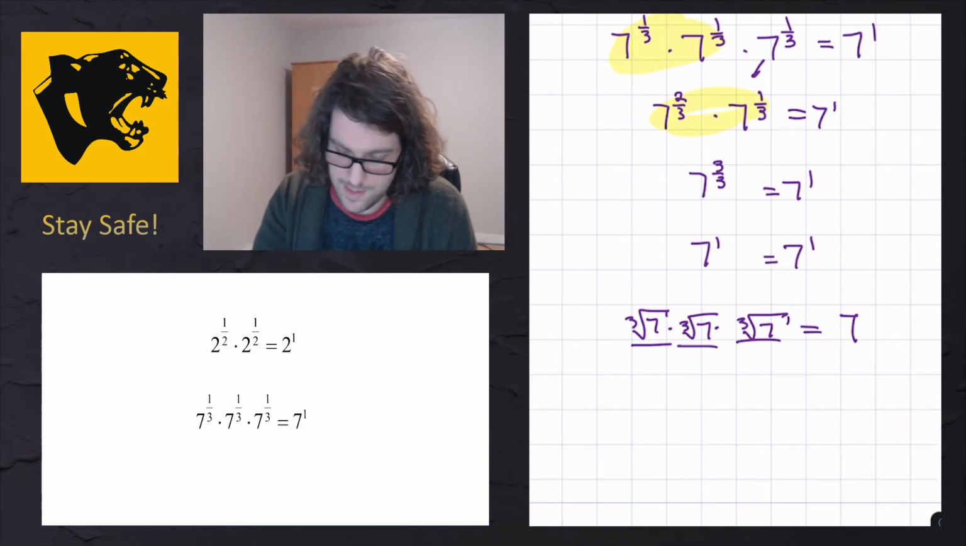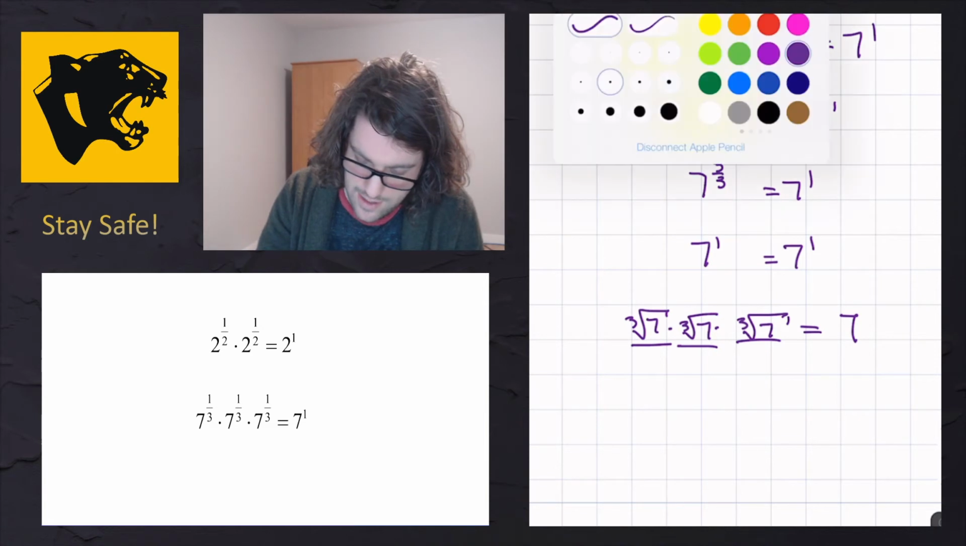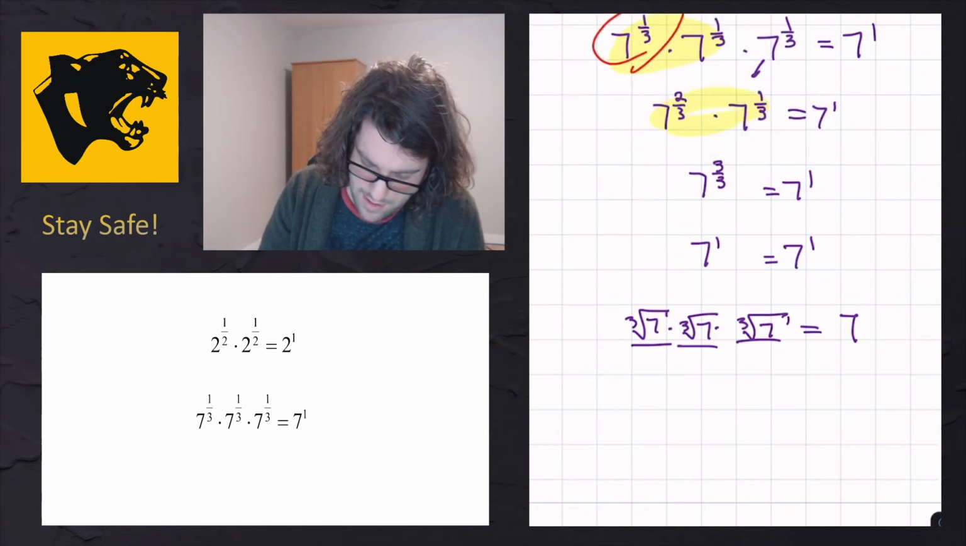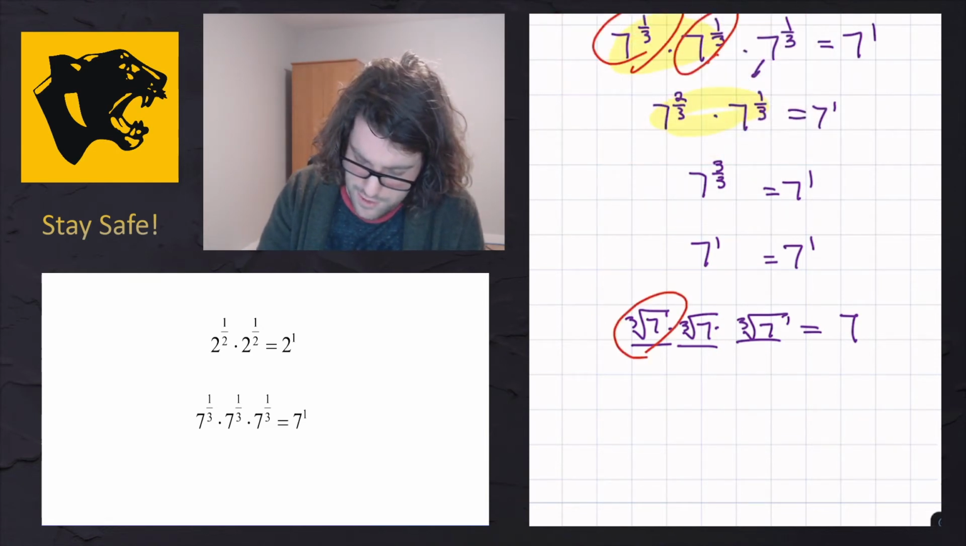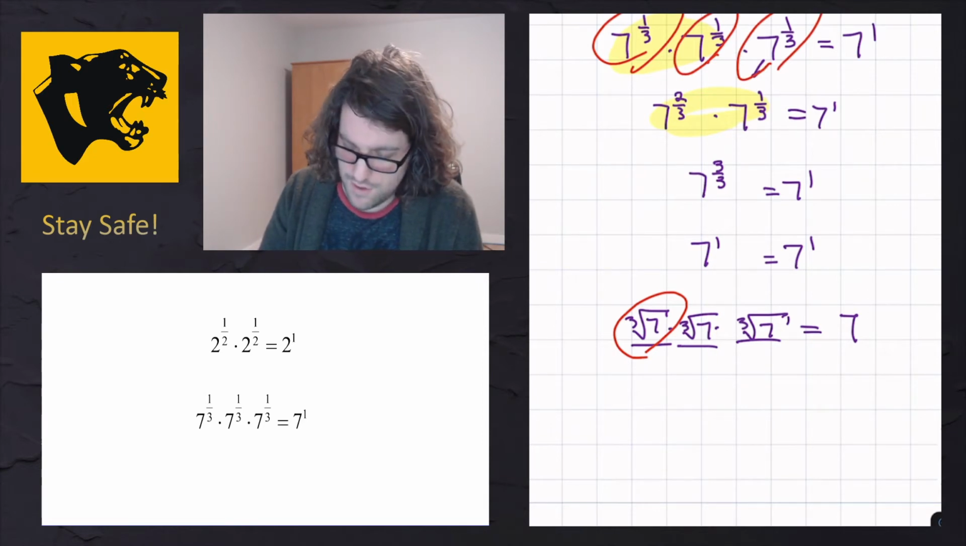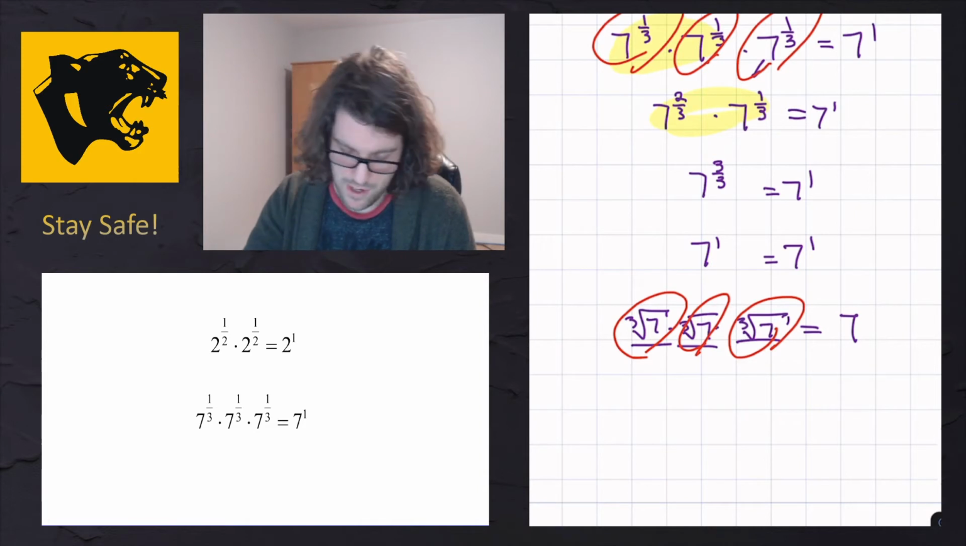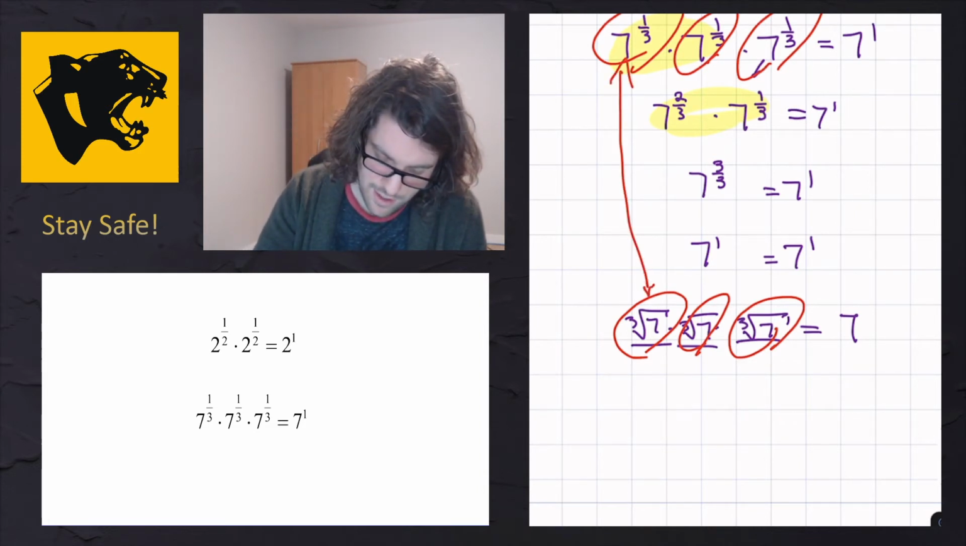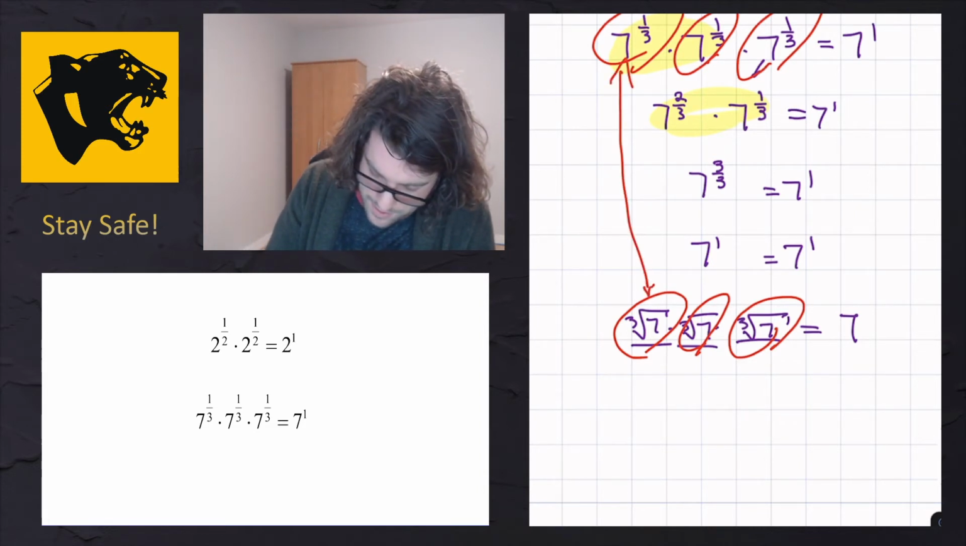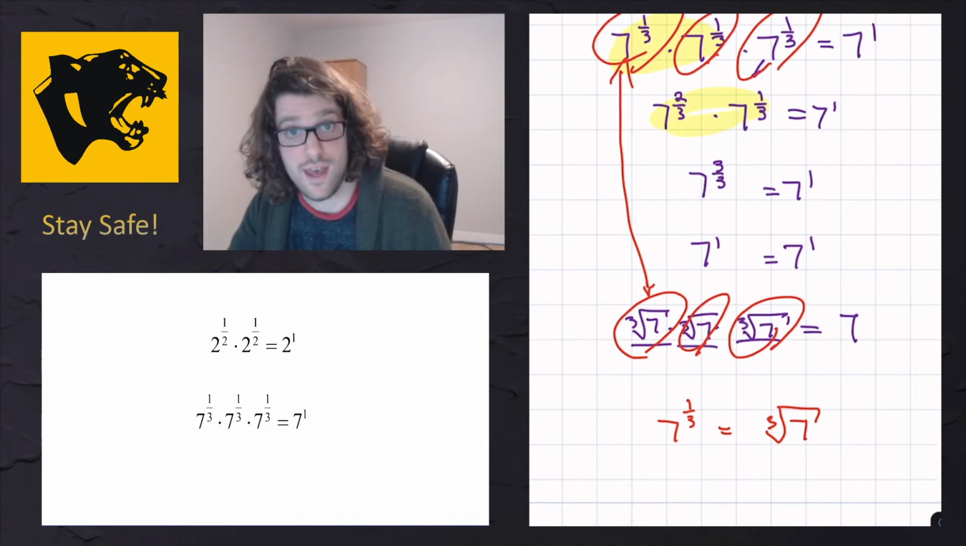Just like last time, if we link together the idea of this thing up here and this thing down here, 3 of the same thing gives you 7 to the 1, which is 7. That must mean that these two things are equivalent. So 7 to the 1/3 is equal to the cube root of 7. That is how that works.